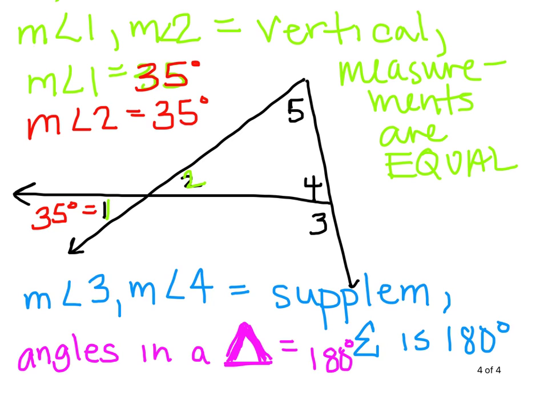All right, so part 2, if angle 3 and 4 are supplementary angles, then find the measurement of angle 4. And we know the measurement of angle 3 is 110 degrees. So if angle 3 is 110 degrees, then what must be the measurement of angle 4?